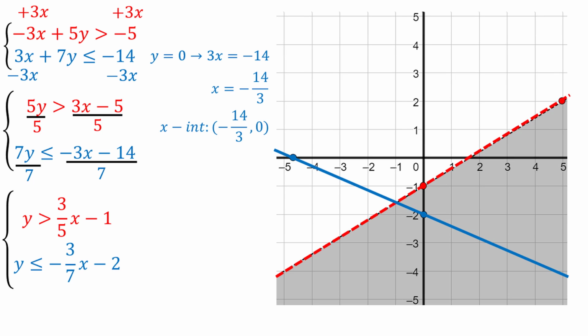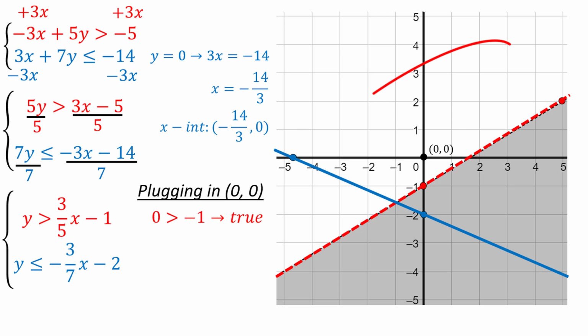If this doesn't completely make sense to you, or if you aren't sure, you can always plug in a point. Usually 0, 0 works, as long as it isn't on your line. You would get 0 is greater than negative 1, which is a true statement, meaning this part of the graph is consistent with the solution, meaning we should cross off the other side, which I've already done.